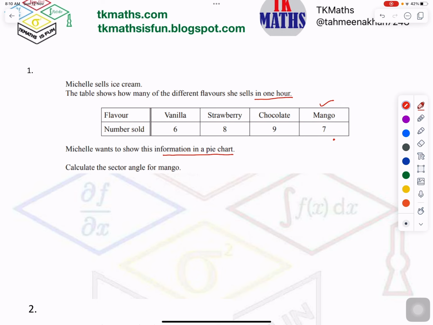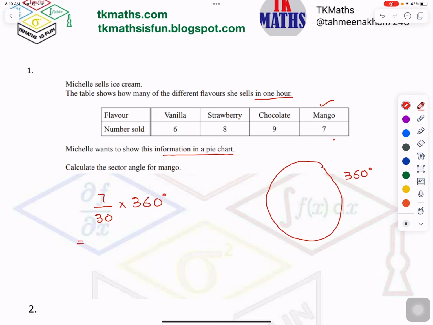So what you will do is 7 divided by the total number of ice creams she has sold. How many? 6 plus 8 plus 9 plus 7. So the total is 30. So 7 out of 30 into... you tell me, because in a pie chart we represent things out of 360 degrees. So you want to convert this fraction into degrees, so you will multiply by 360.